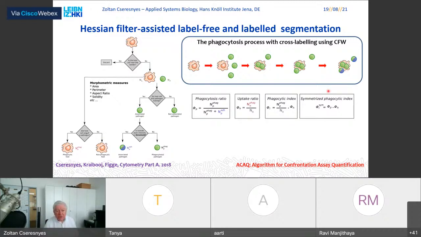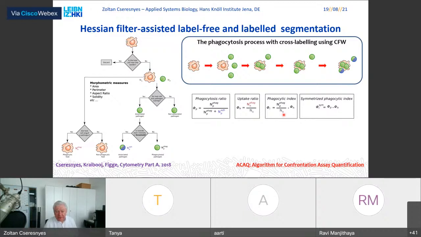The uptake ratio is a similar measure, but it is for the host cells, in this case the macrophages. This is the number of macrophages which have phagocytosed at least one pathogen divided by the total number of host cells, macrophages. The phagocytic index is a combination of two measures. On the one hand, the uptake ratio. On the other hand, the ratio of the phagocytosed pathogens and the total number of host cells.